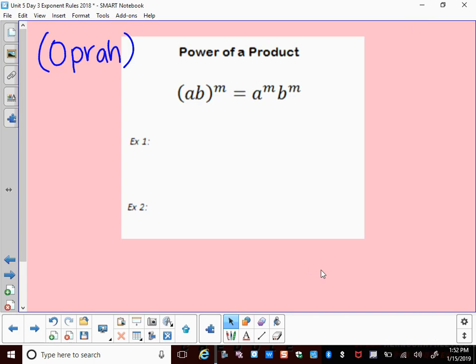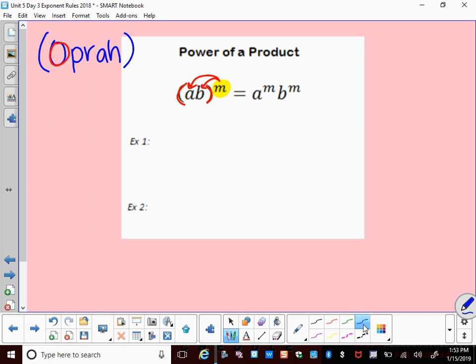All right, so I show you that to tell you this. Whenever we see these parentheses, I want you to think about the O in Oprah. This exponent on the outside goes to everything on the inside. So imagine Oprah's audience. You get a car, you get a car, you get a car. In our world of math, everything gets an exponent. We are passing out exponents everywhere.